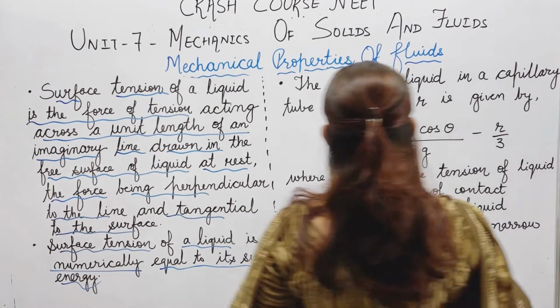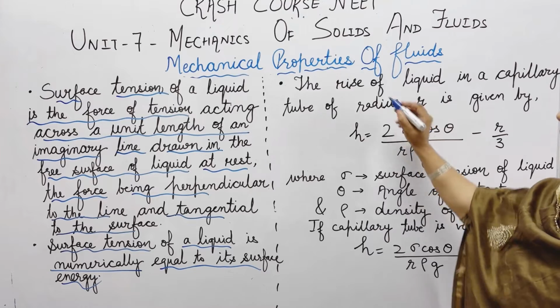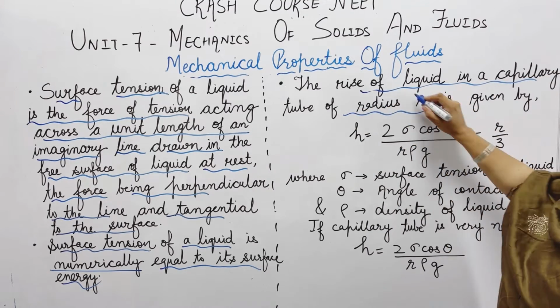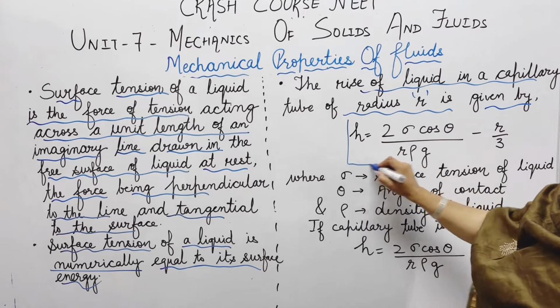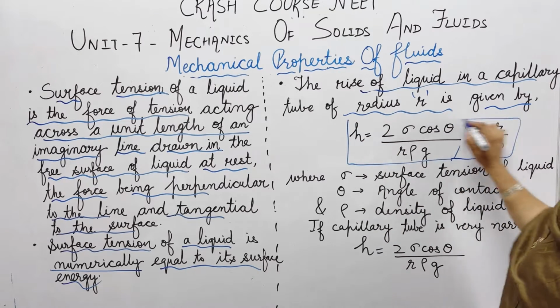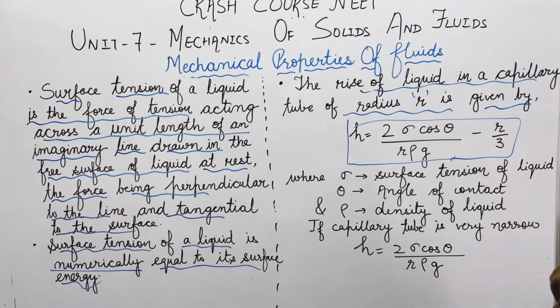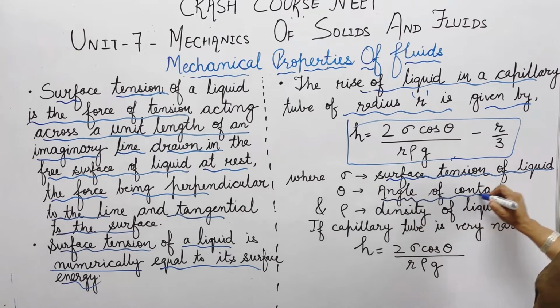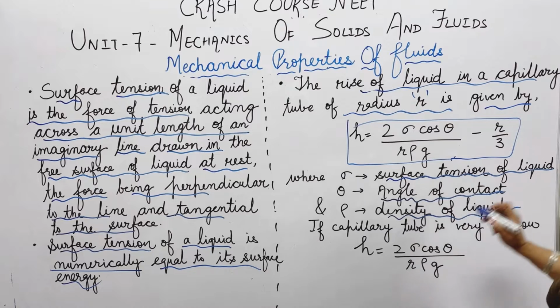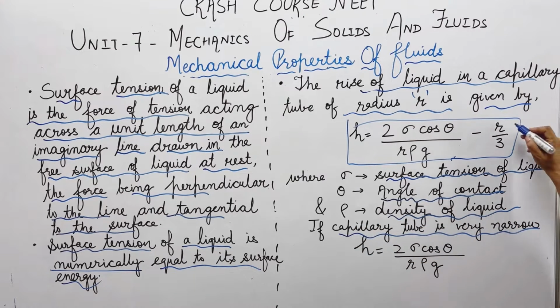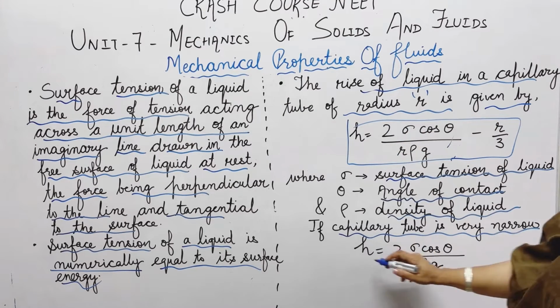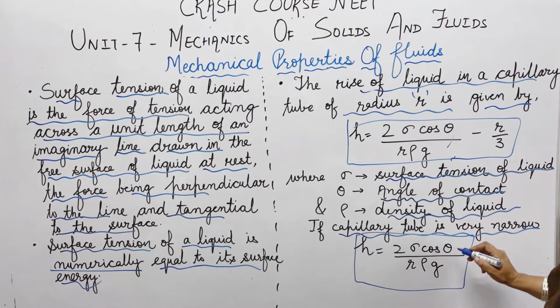The next is about the capillary rise in the tube. The formula for the rise of the liquid in a capillary tube of radius r is given by h equal to 2 sigma cos theta divided by r rho g, minus r by 3, where sigma is the surface tension of the liquid, theta is the angle of contact, and rho is the density of the liquid. Here, if the capillary tube is very narrow, this r by 3 can be neglected, and the formula reduces to h equal to 2 sigma cos theta upon r rho g.